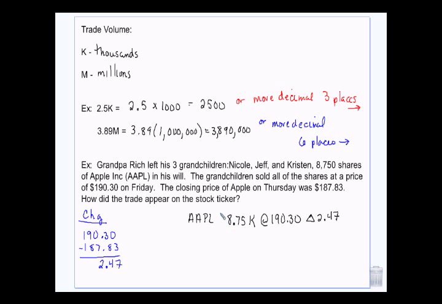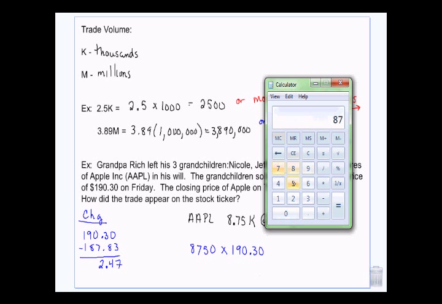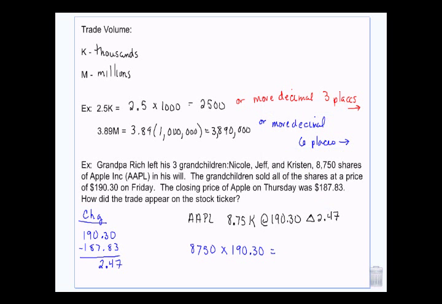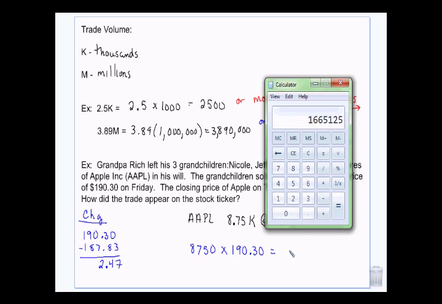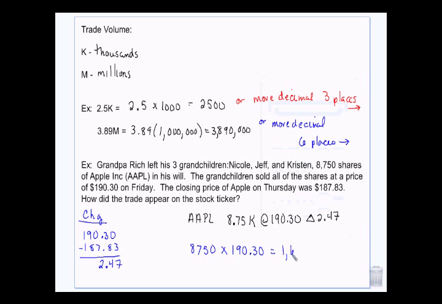And our total trade value, we have 8,750 shares times 190.30. So if we wanted to figure that out, $1,665.12. The grandkids did very well.